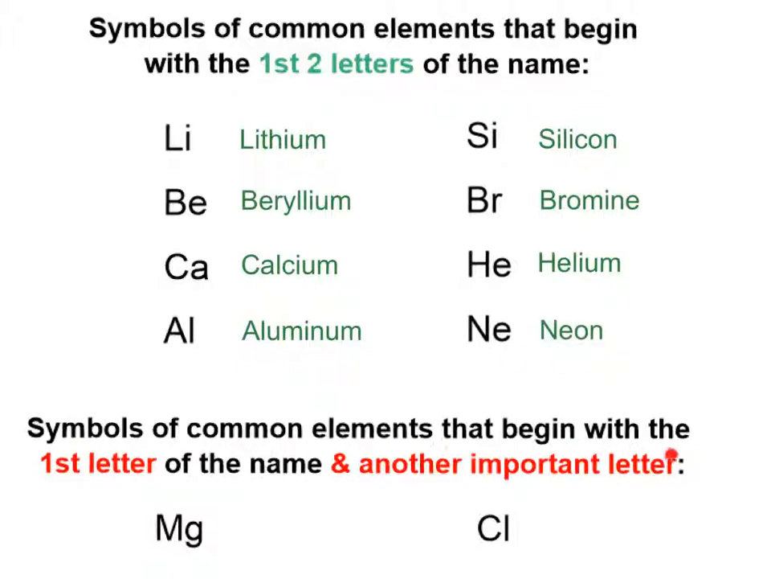There are also some symbols of common elements that begin with the first letter of the name and another important letter, not necessarily the second letter. That would be magnesium and chlorine.